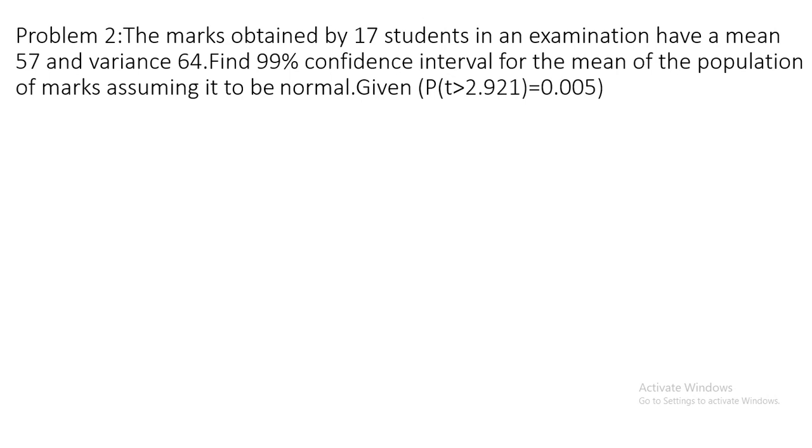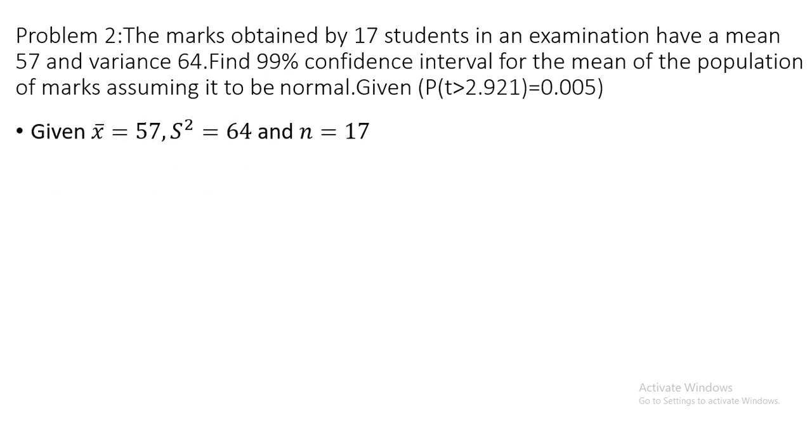Now, a direct application of the previous remark, problem number 2. The marks obtained by 17 students in an examination have mean 57 and variance 64. Find the 99% confidence interval of the mean of the population of marks, assuming it to be normal. The sample size is 17. It is not a large sample, so we cannot apply (x bar minus m) by (sigma by root n) as a normal distribution. We cannot apply those things because they are applied only if the sample size is greater than 30, large enough.